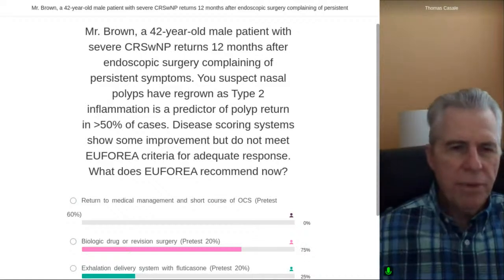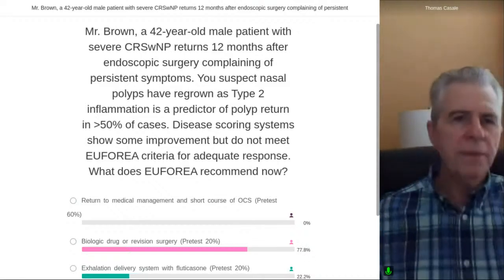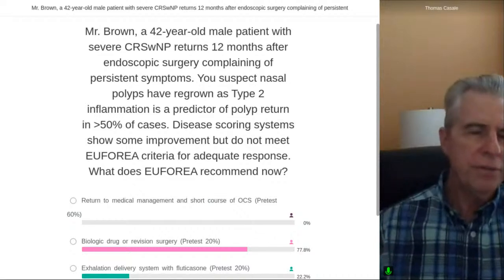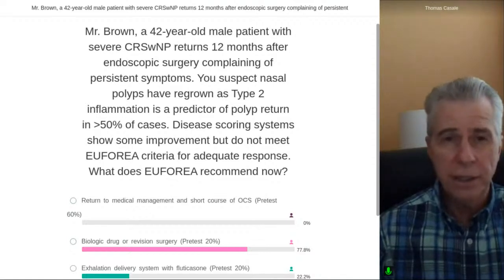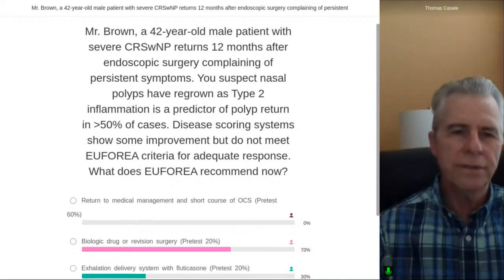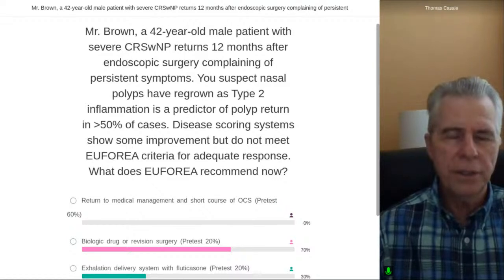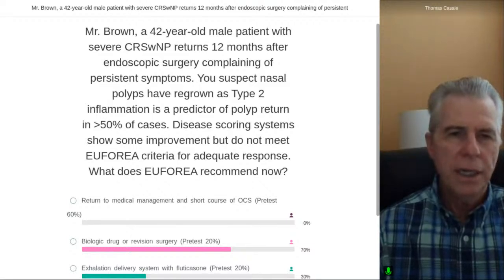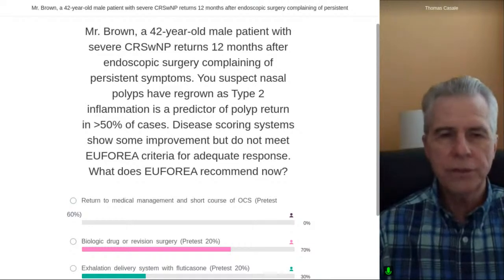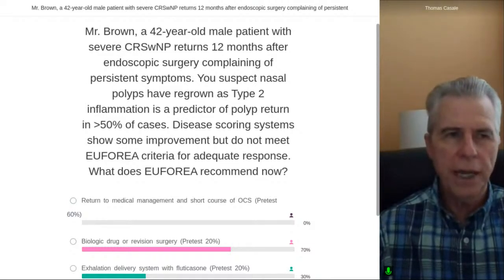I think in part, this is the type of thing that my personal preference would be to use an exhalation delivery system with FLUTICASONE if they haven't been on it. We don't know what dose of intranasal steroid the patient was treated with. If that patient did not respond, I might consider a biologic just because he also had uncontrolled type 2 mediated asthma.